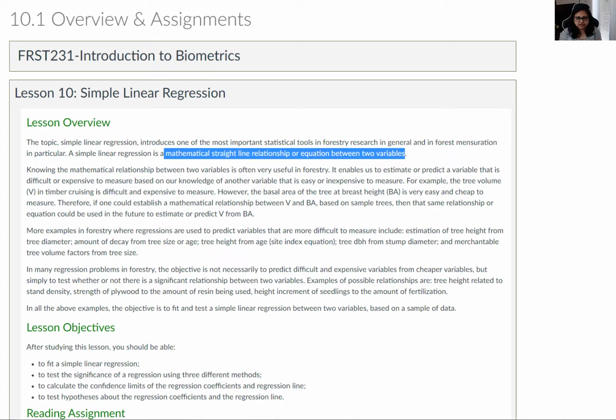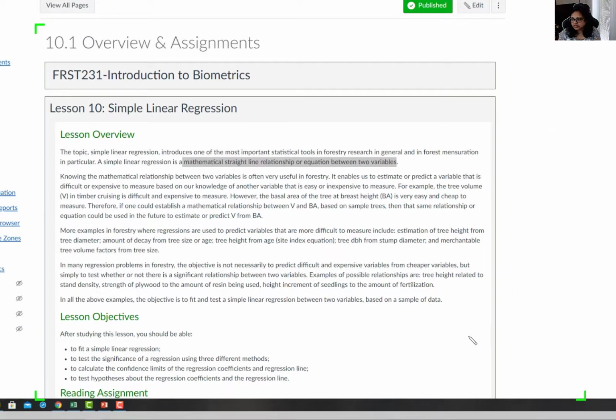So let's actually draw. Let's say I have two variables. One variable could be height of trees, and then DBH, the diameter of trees. If I have some sample data set, then you will see that I can find the data points somewhere here, maybe here, maybe here, maybe here. Then you can see that there is a trend in this data set.